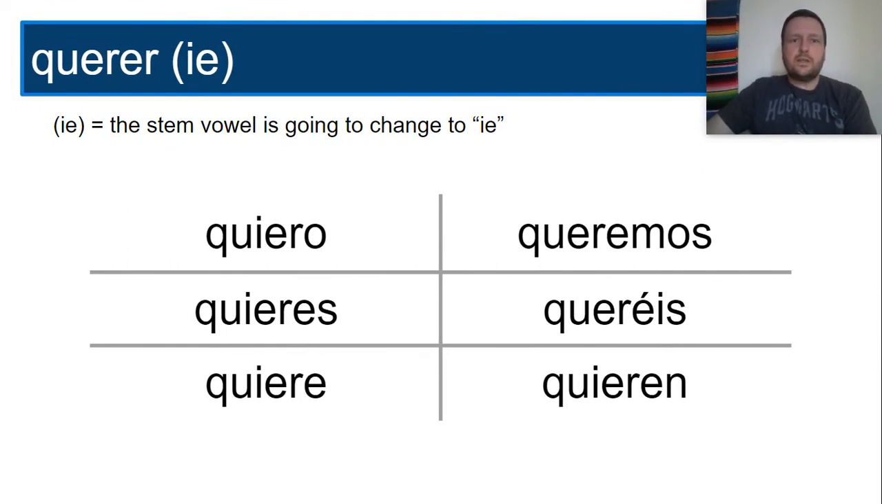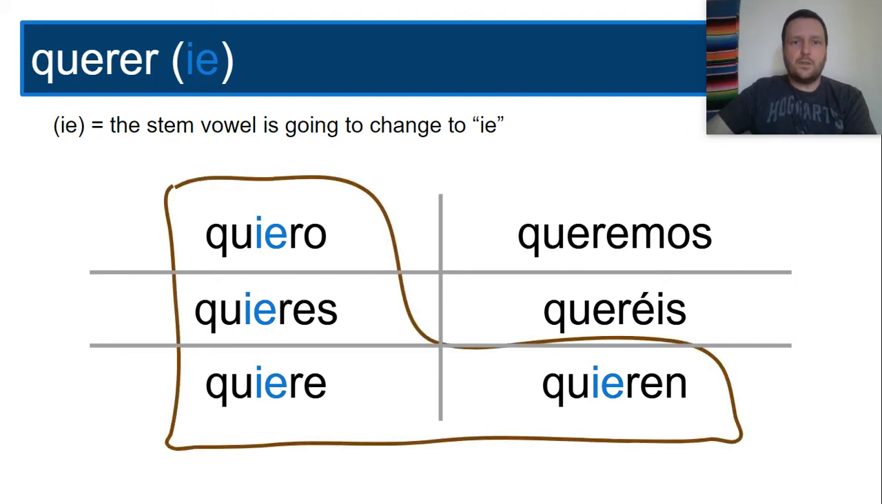Here we have a verb tree with the verb querer. It's an IE stem changer, so you'll notice all of the stem changes. Quiero, quieres, quiere, quieren. What you might notice is that this only affects the yo form, first person singular, the tú form, second person singular, the él, ella form, third person singular, and the ellos, ellas form, third person plural. It does not affect nosotros or vosotros.